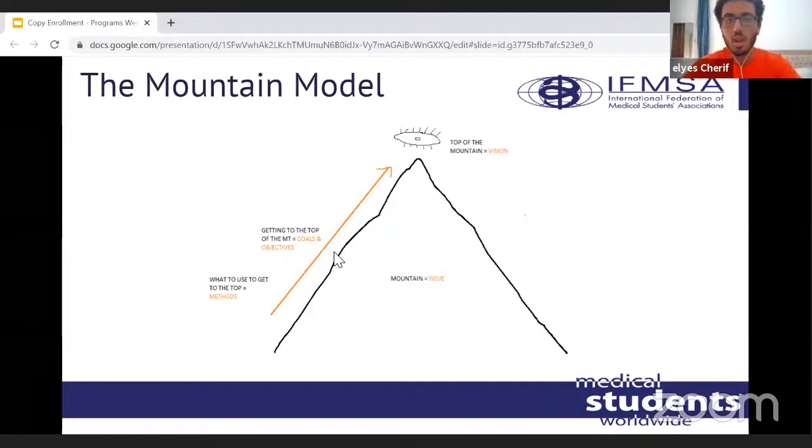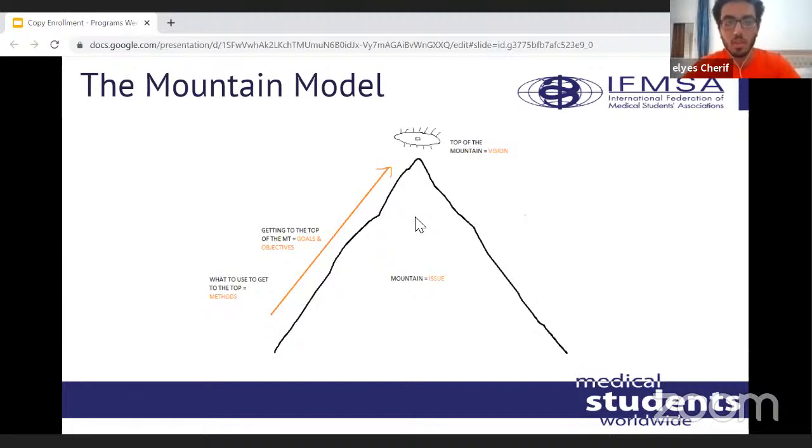Okay. So now, before moving to the goals and objectives, I want to explain a small model, which is the mountain model. In this model, we want to reach the summit of the mountain. So the main issue in here is the mountain itself. In order to get to the top, we need to go through many steps. Here would be obviously getting to the top of the mountain. So that's why we drew a line here. Then how we are going to do it is by the goals and objectives. So the part of getting to the top of the mountain represents our goals and objectives that we're going to see how we can formulate, and what we are going to use to get to the top are the methods. Also, we're going to discuss them later.